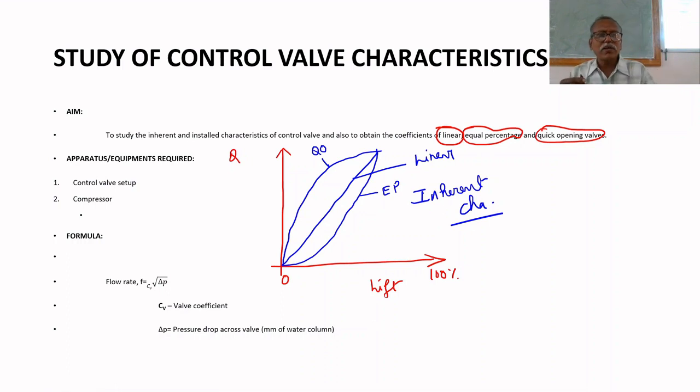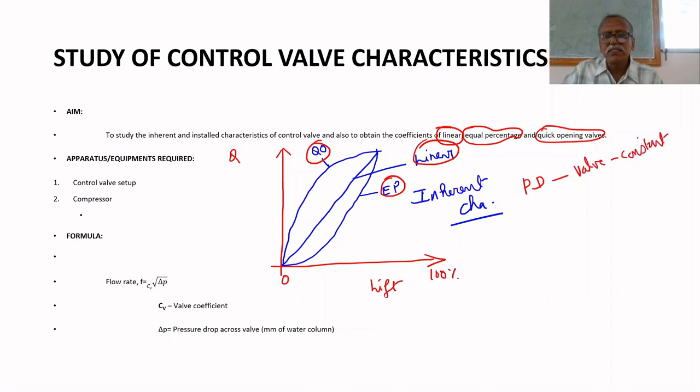Today we are going to continue the study of control valve calculus. Already we have seen there are three types of valves: quick opening, equal percentage and linear. These are all true only when the pressure drop across the valve is constant. Suppose you are having a linear valve, it means the pressure drop across the valve must be constant.